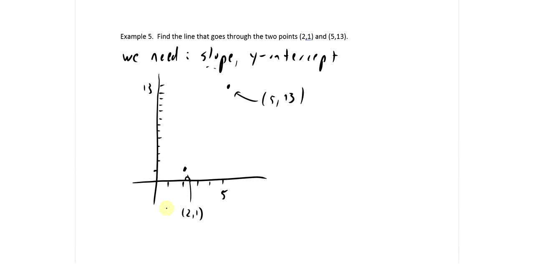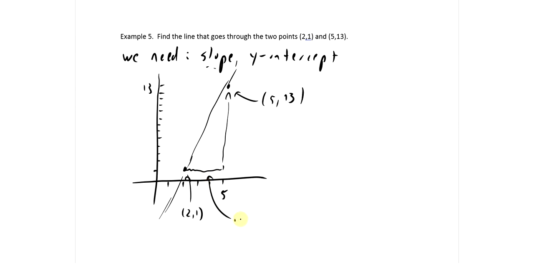And we want to know, if this is our line here that goes through those points, what's the slope of that line? What does the slope tell us? It tells us how to get from one point on the line to another point on the line. And so we can go over 3 and then up. Well, that's up a total of 12.